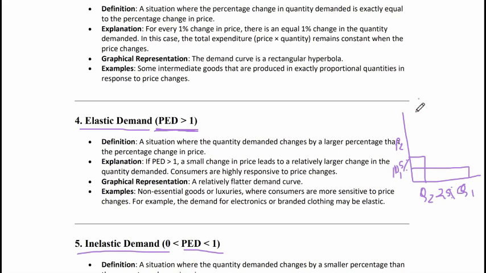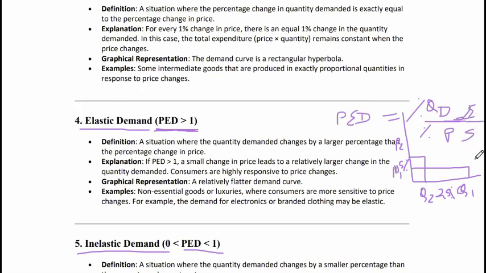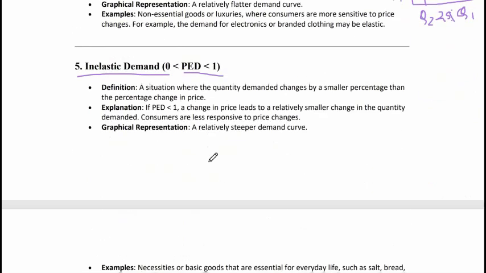As we know, the formula is percentage change in quantity demanded upon percentage change in price. This is the formula for PED, and in this formula it will be 25 upon 5, which is equal to 5. So PED is equal to 5, which means it is greater than 1. So it has elastic demand. Okay, for inelastic demand, again we can draw the graph. Demand is inelastic, but the price will move a lot.